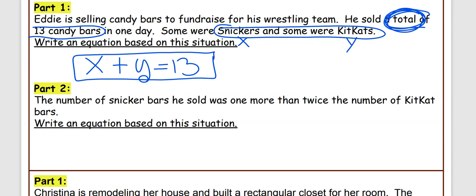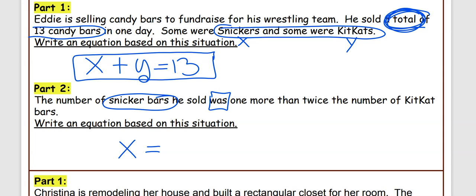So now let's take that same information and apply it to part 2. The number of Snickers bars he sold was 1 more than twice the number of Kit Kat bars. So if we read it again, let's translate it. The number of Snickers bars. We define Snickers bars as what letter? X. So I'll begin with an X. The amount of Snickers bars he sold was. Was is a nice way of saying equal, in the sense that it's comparing Snickers bars to some other thing. So it's like the middle or the equal sign in our equation.